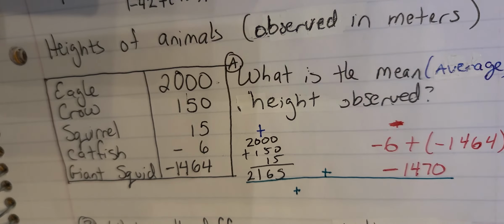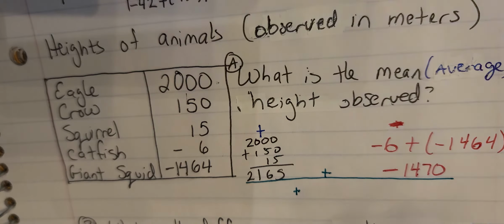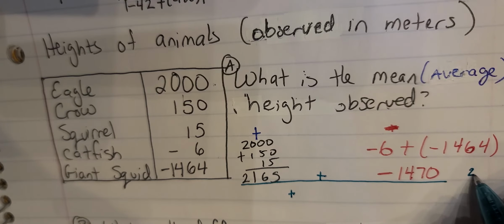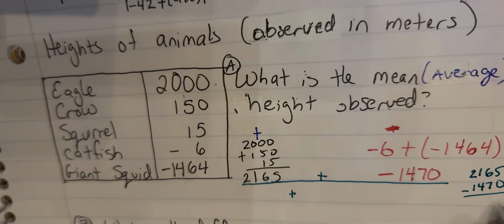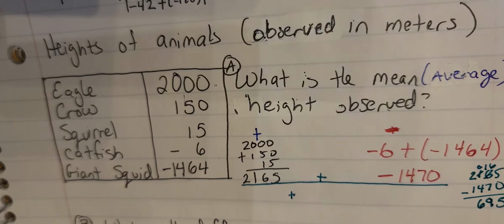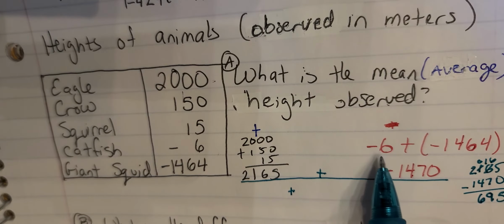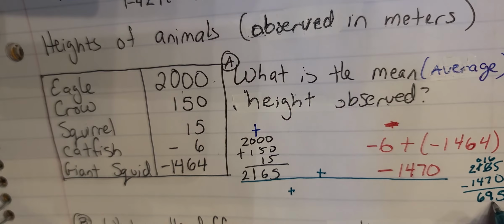In this case, I am going to write the positive just so I remember. Then I'm going to find the difference between 2,165 and 1,470. So I'm going to do that right here. 2,165 minus 1,470. We get a 5. Now I'm showing the work. Then we have to borrow here. We get a 0 and a 16. 16 minus 7 gets me 9. And then 20 minus 14 gets me 6. So that's going to be the heights that I've observed when I add them all together. Now remember, when you add a negative, it's the same thing as subtracting a positive. So be careful.